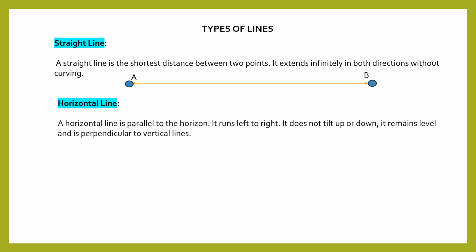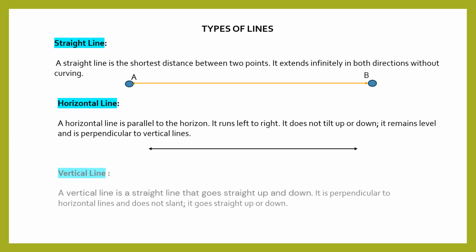Now let us understand what is a horizontal line. A horizontal line is parallel to the horizon. It runs left to right. It does not tilt up or down. It remains level and is perpendicular to the vertical lines.